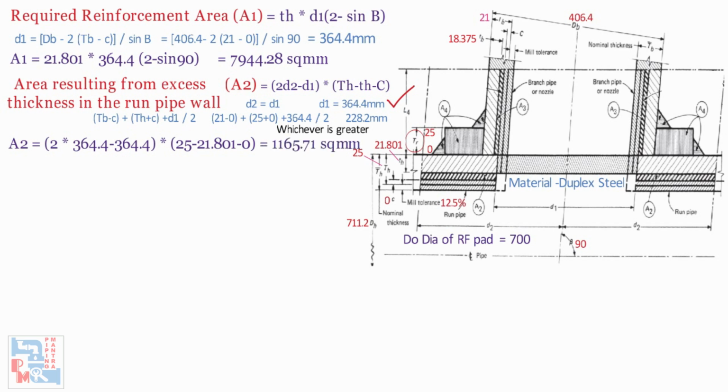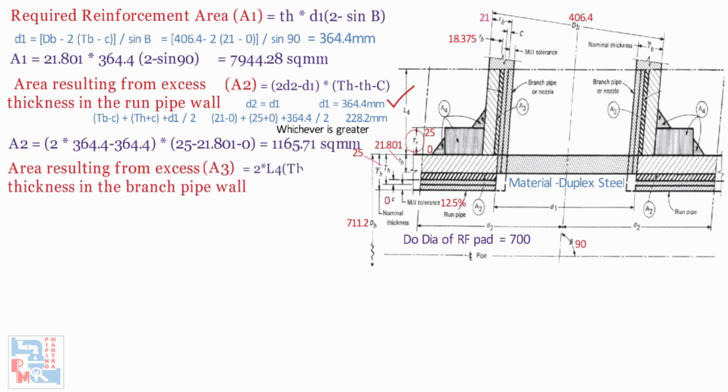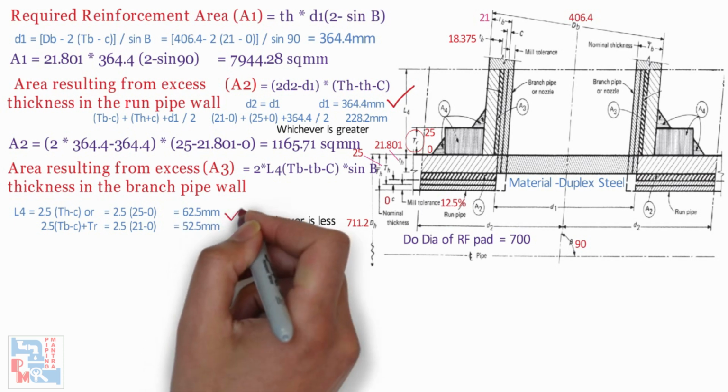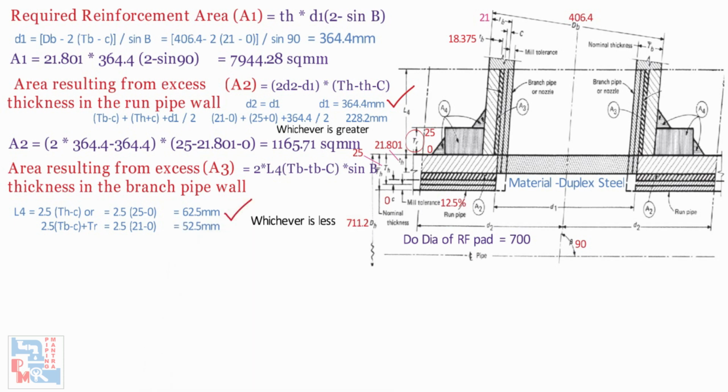Now the area A3 is the area resulting from excess thickness in the branch pipe wall. A3 is 2 into L4 into TB minus C into sin beta, where L4 is 2.5 TH minus C, or 2.5 TB minus C plus TR, whichever is less. After calculating both formulas, we selected the L4 value as 62.5 mm from the first formula. Now the value of A3 is 2 into 62.5 into 21 minus 18.375 minus 0, sin 90. Therefore, the calculated value of A3 is 328.125 mm square.